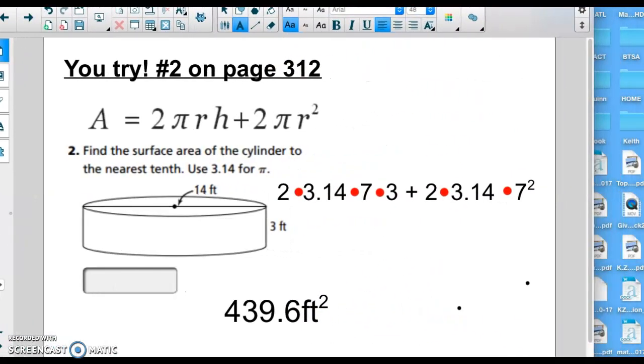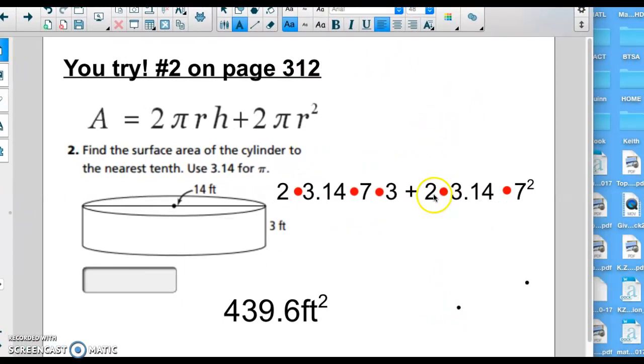Okay, so that is basically surface area of cylinders. Please feel free to contact me if you have any questions. Otherwise, go ahead and do your assignment on Pearson.